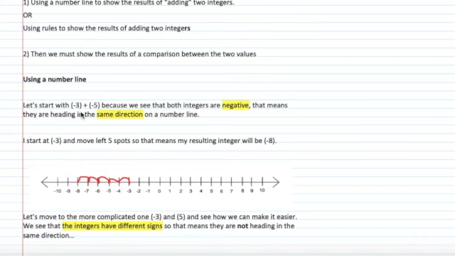Let's start with -3 plus -5 because we see that both integers are negative. That means they are heading in the same direction on a number line. I start at -3 and move 5 spots to the left. 1, 2, 3, 4, 5, and that means my resulting integer will be -8.